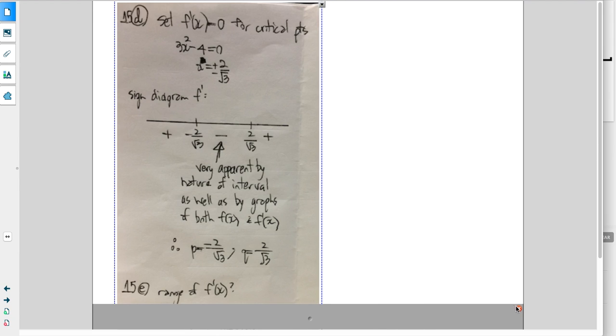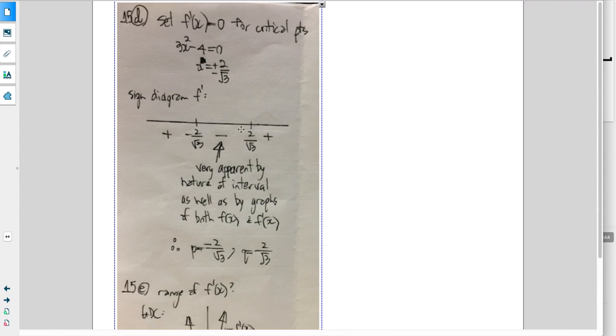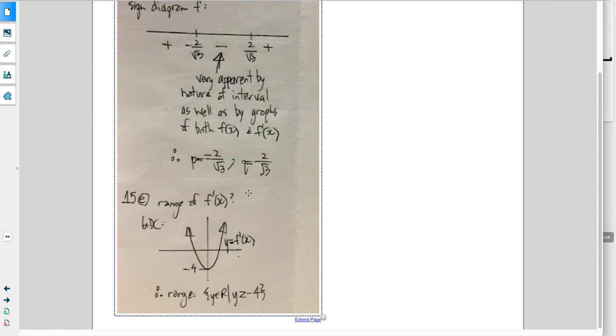And then lastly, we were asked to find the range of the first derivative. You go ahead and substitute in this value, 3x squared minus 4, into the function, graph it, and then you'll notice that its minimum value is at negative 4. Therefore, the range is any real number greater than or equal to negative 4.